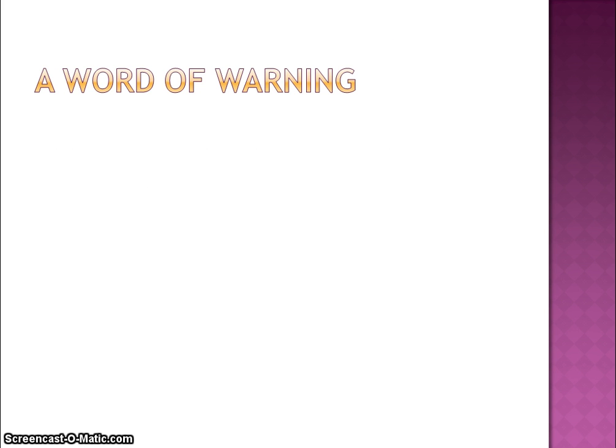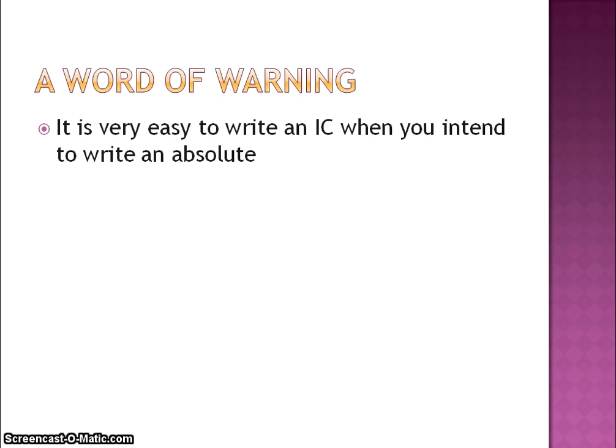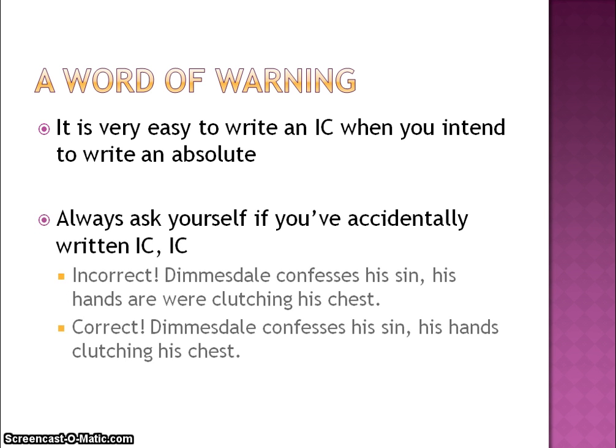Now, a word of warning. You've noticed that you can write a second sentence to start writing your absolute. It's very easy to write an IC when you intend to write an absolute. Always ask yourself if you've accidentally written IC, comma IC. You know that you're not allowed to do that. That's called a comma splice. So to make sure that you aren't doing that, make sure you take out those helping verbs.